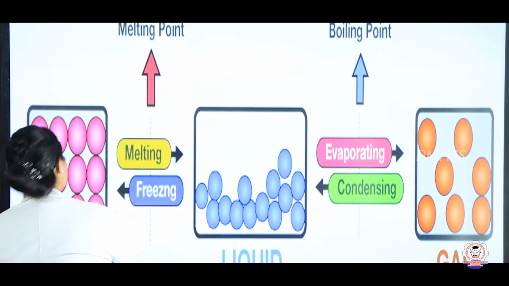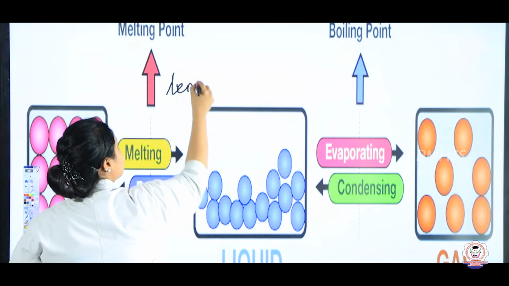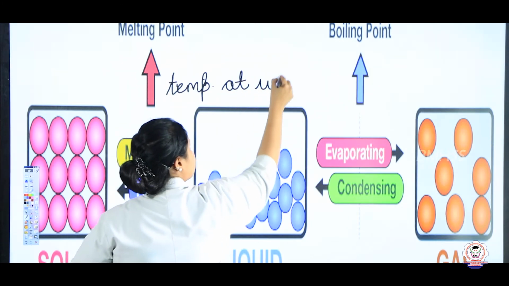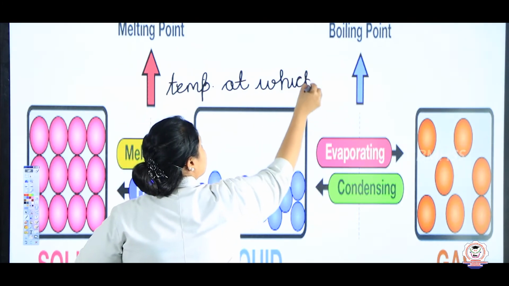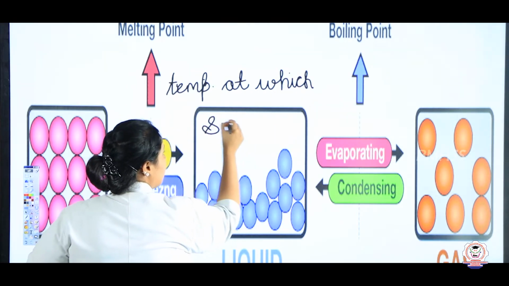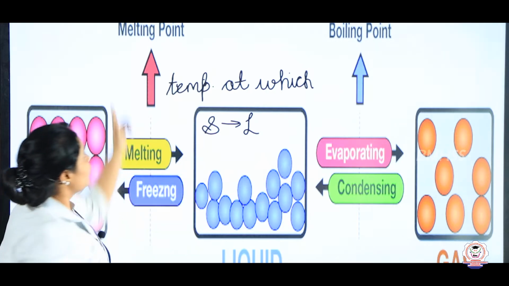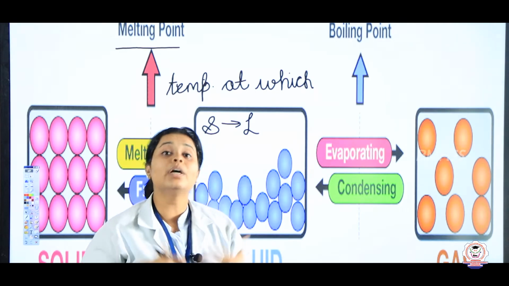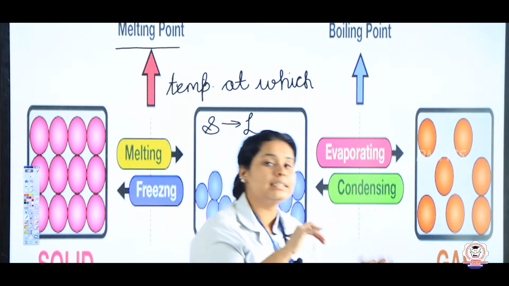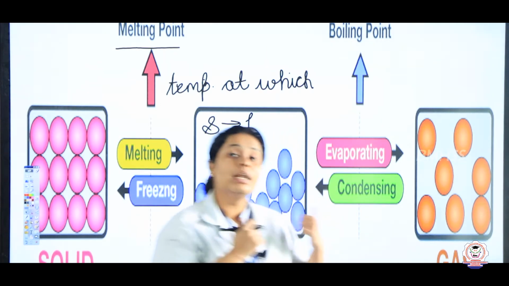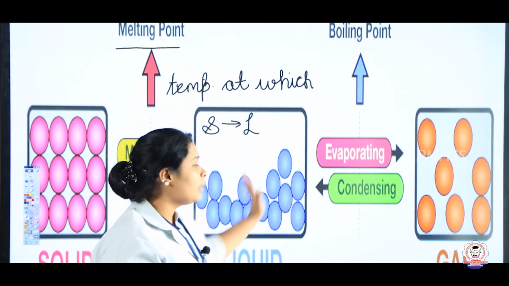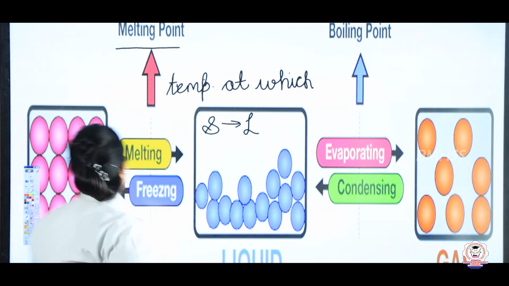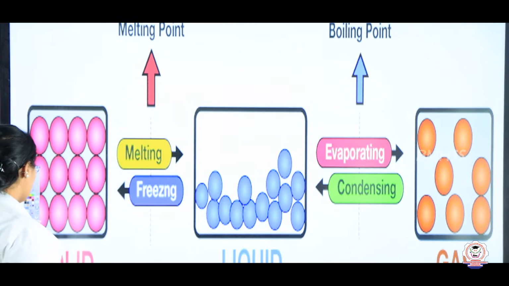So here you can write that the temperature at which solid converts into liquid is known as melting point. Same way, when you have a liquid and you are heating it, the liquid will get converted into gas. The particular temperature at which the liquid gets converted into gas is known as boiling point. Okay? Yes. So this is also a property.